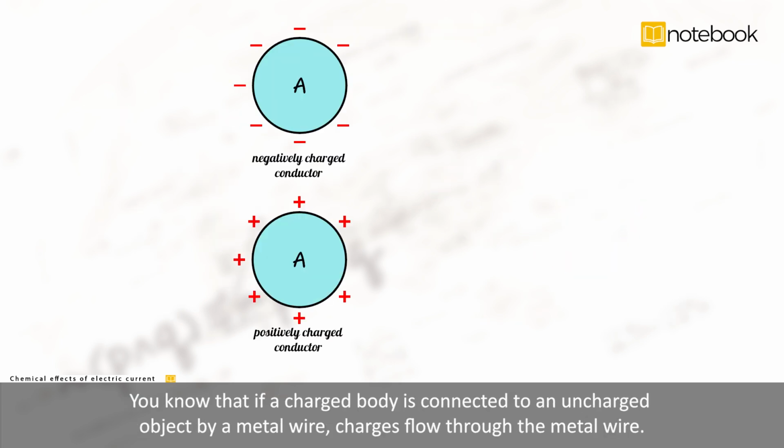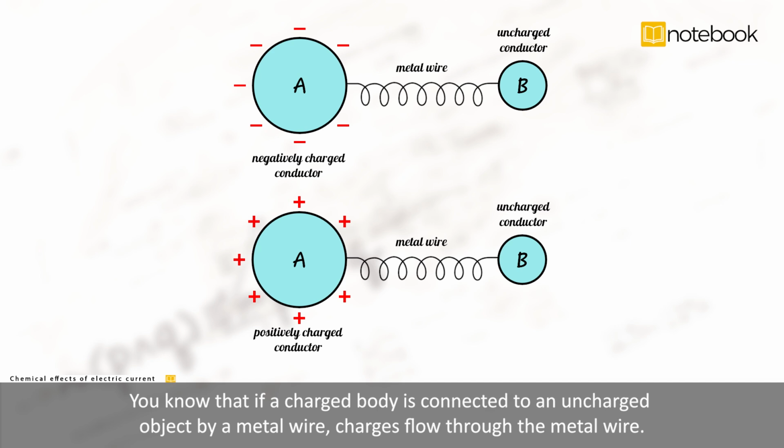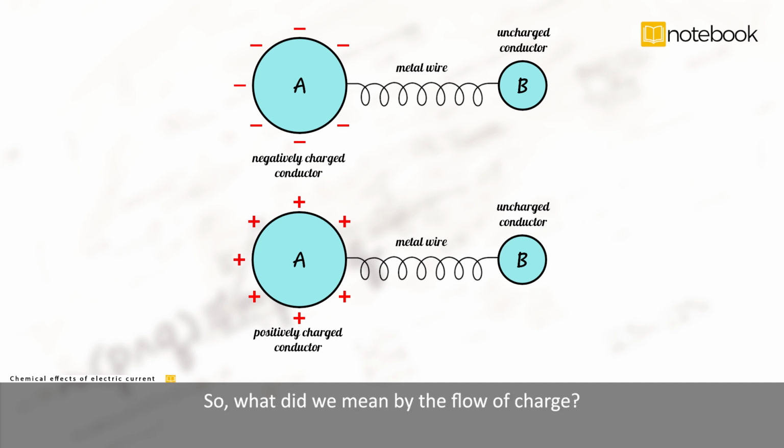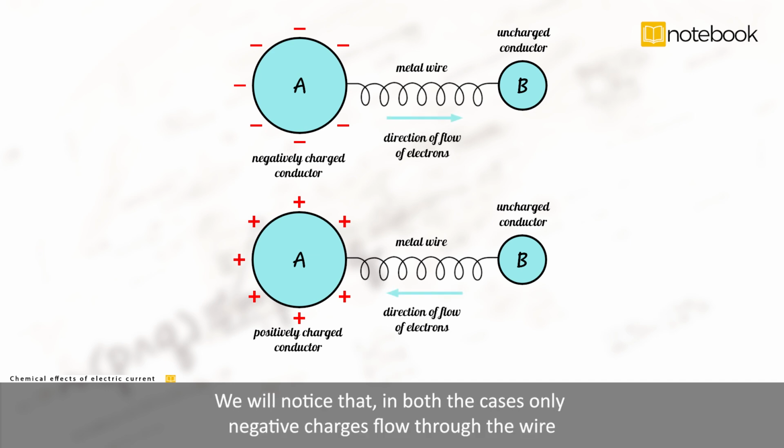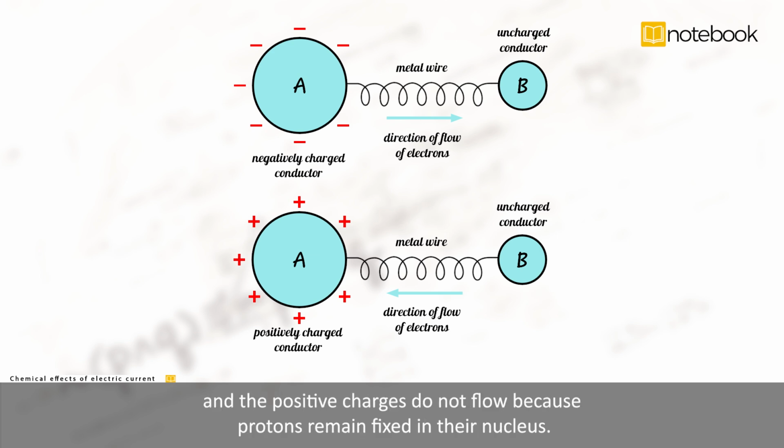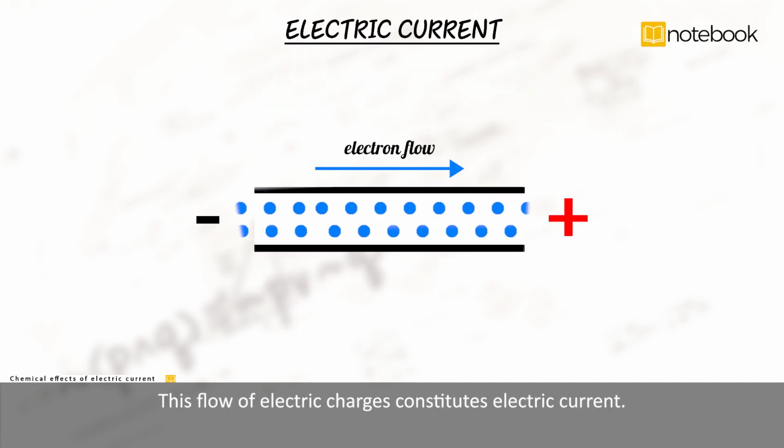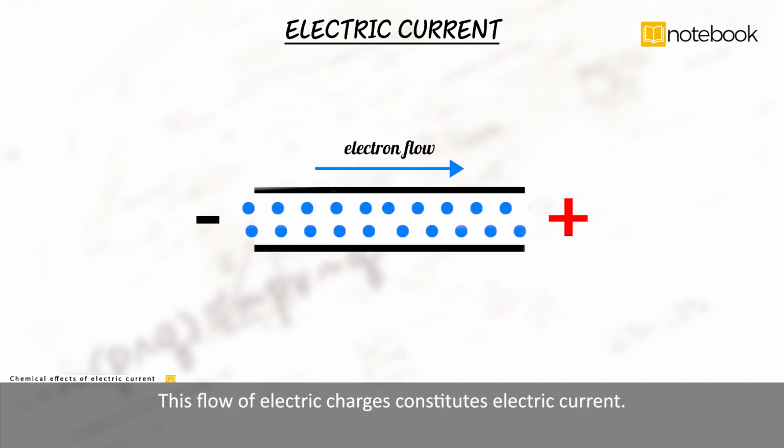You know that if a charged body is connected to an uncharged object by a metal wire, charges flow through the metal wire. So, what did we mean by the flow of charge? We will notice that in both the cases, only negative charges flow through the wire, and the positive charges do not flow because protons remain fixed in the nucleus. This flow of electric charges constitutes electric current.